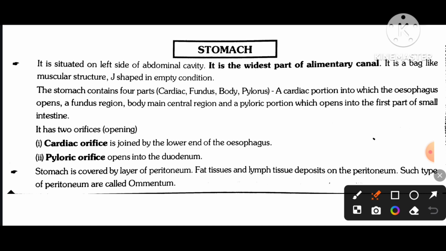It has two orifices. The cardiac orifice is joined by the lower end of the esophagus. The pyloric orifice opens into the duodenum. The stomach is covered by a layer of peritoneum, with fat tissue and lymph tissue deposited on the peritoneum. Such types of peritoneum are called omentum.